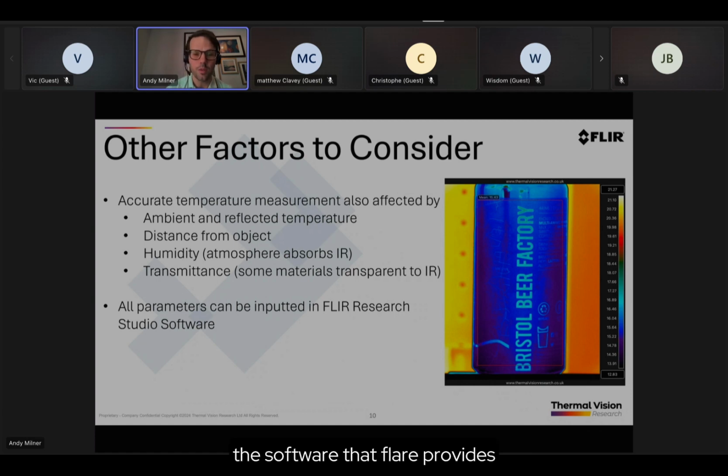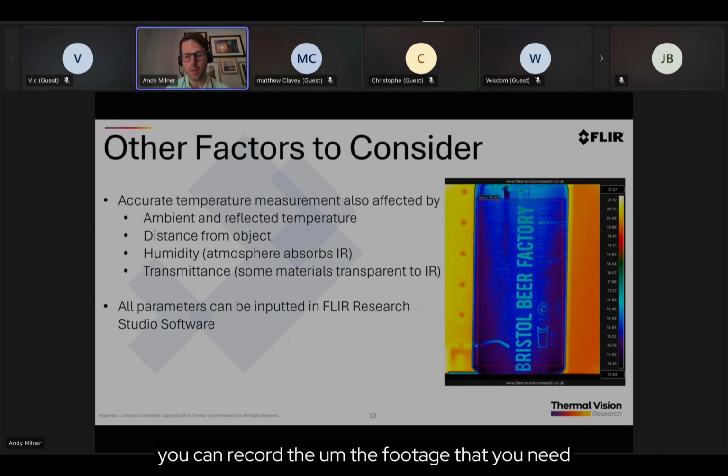The software that FLIR provides, you can input all of these parameters into the software. So these are not determined by the hardware. You can record the footage that you need, and all these factors can be changed afterwards. So you don't always need to know everything at the time of taking your measurements. You can calculate the emissivity and input all the other parameters later.